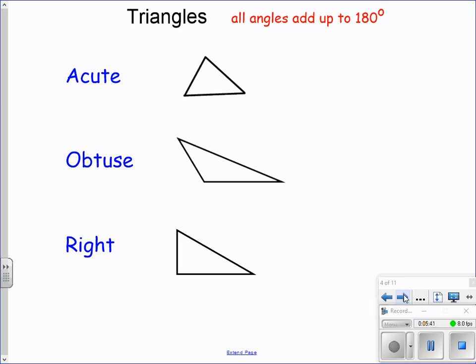All right, it looks like we've got some triangles here. Most of you know what a triangle is. It's a shape that has 3 sides. 3 is one of my favorite numbers, by the way.